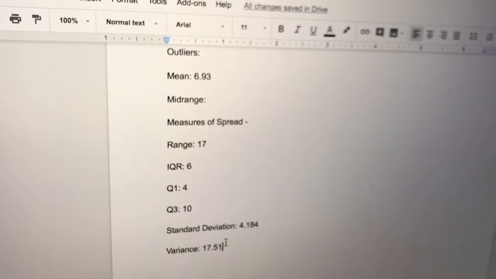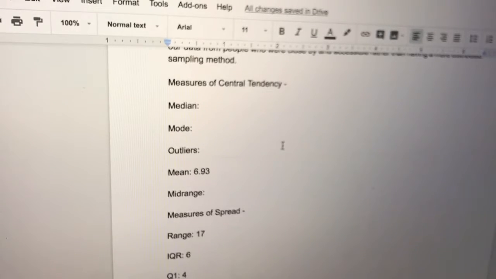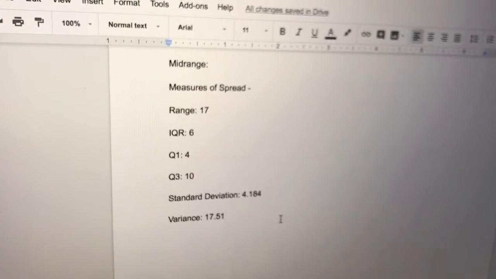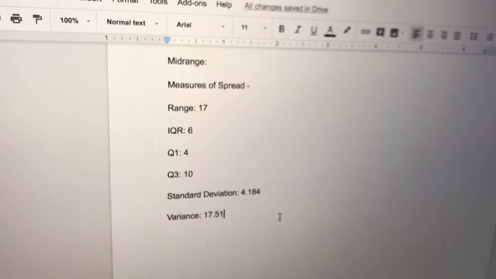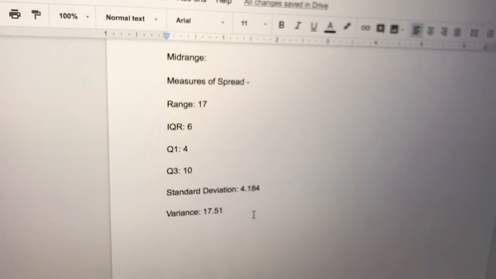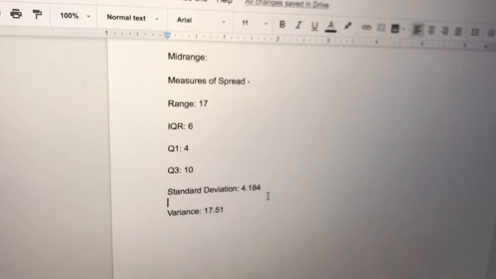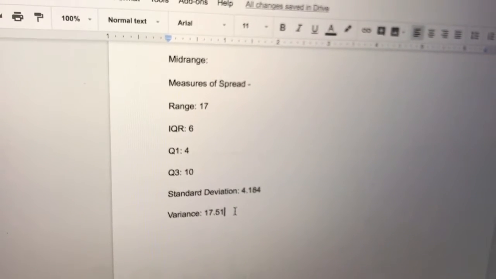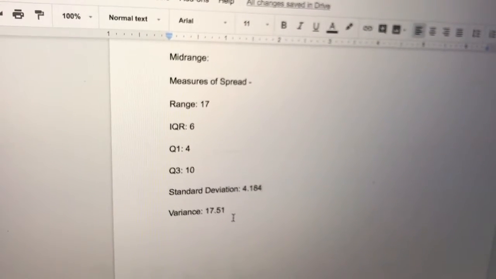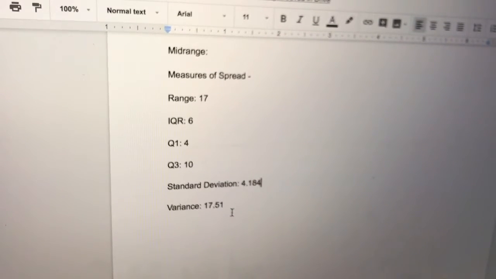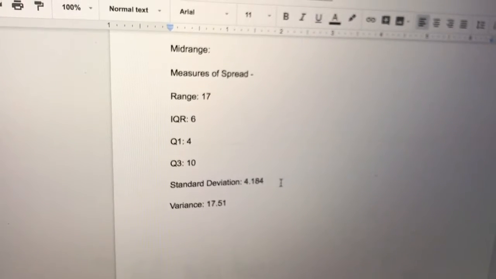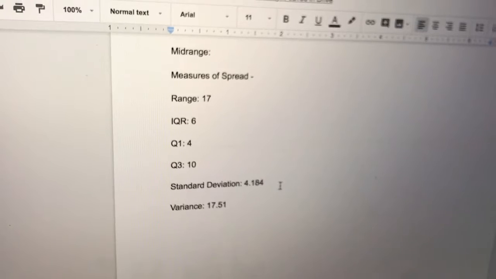And for your standard deviation and variance, first you have to find the mean, which in our case was 6.93. Then you subtract it from all your data points, square them, and add them together. Then you divide by the number of data points, which in our case was 100. That gives you your variance, and to find your standard deviation, you take the square root of the variance. Our variance was 17.51, which is a bit more than 16, so our standard deviation would be a bit more than 4, and we got a standard deviation of 4.184.